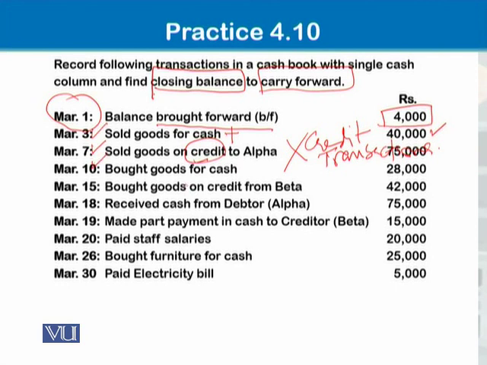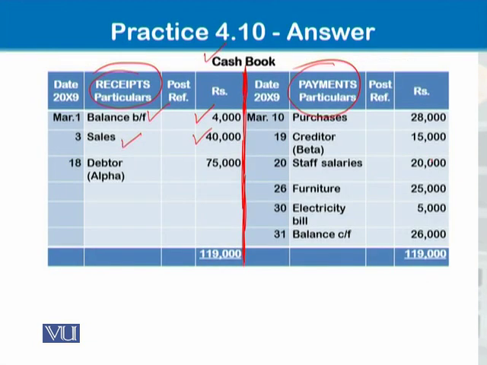On 10th, we bought goods for cash. Tell me, when we are buying goods for cash, are we receiving cash or paying cash? We are paying cash, so it will reduce our cash balance with 28. So let's see, 28 is payment, and because of purchases, here we'll put the date. I believe you are not feeling any issue in understanding the concept of maintaining a cash book. It's very easy, receipt and payment only.